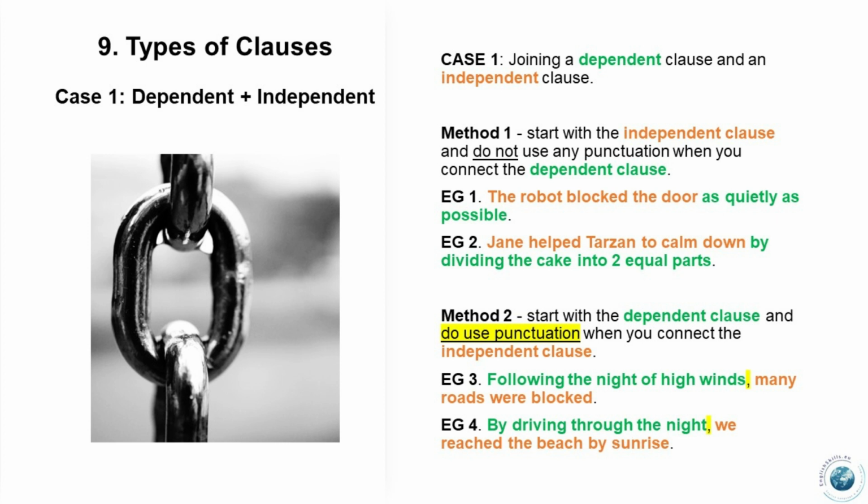Example 1. The robot blocked the door as quietly as possible. Example 2. Jane helped Tarzan to calm down by dividing the cake into 2 equal parts. Method 2. Start with the dependent clause and do use punctuation when you connect the independent clause. Example 3. Following the night of high winds, many roads were blocked. Example 4. By driving through the night, we reached the beach by sunrise.